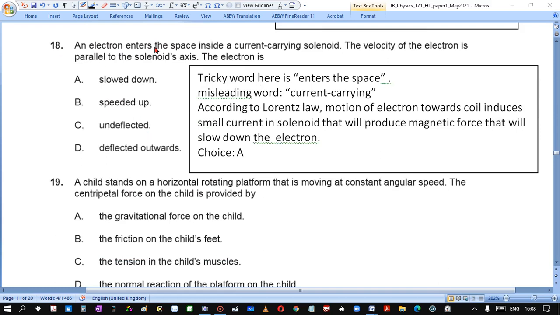Question 18. Electron enters the space inside a current carrying solenoid. The velocity of electron is parallel to the solenoid axis. The electron is... This is a tricky question. Tricky word here is enters the space. Misleading word is current carrying. According to Lorentz law, motion of electron towards coil induces small current in solenoid that will produce magnetic fields that will stop or slow down the electron. So choice A. As it moves parallel to the magnetic field of the solenoid, magnetic field of solenoid has no effect on electron. But electron itself, because of Lorentz law, is slowing down.